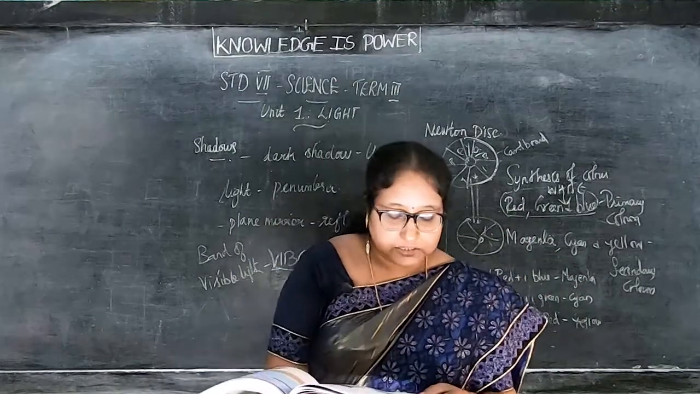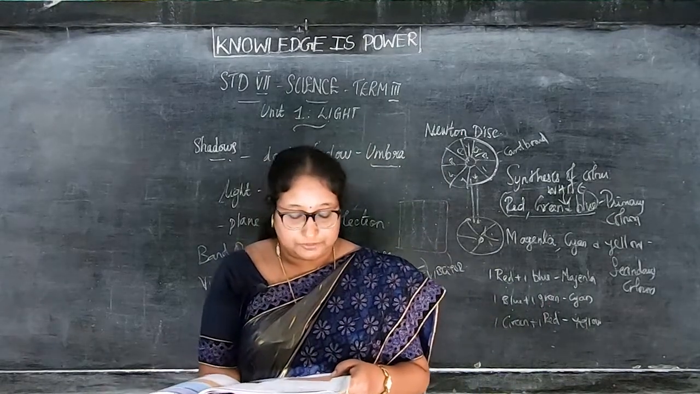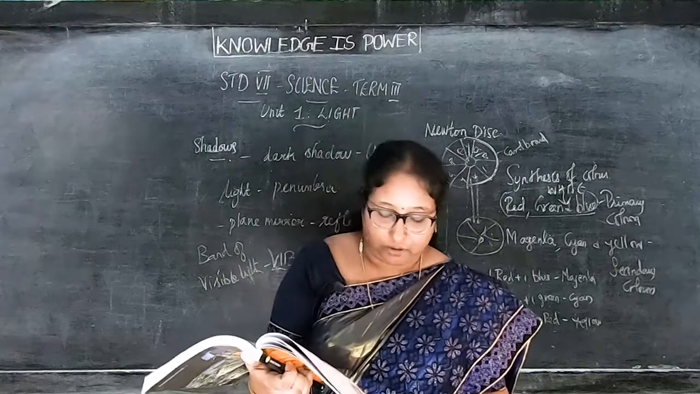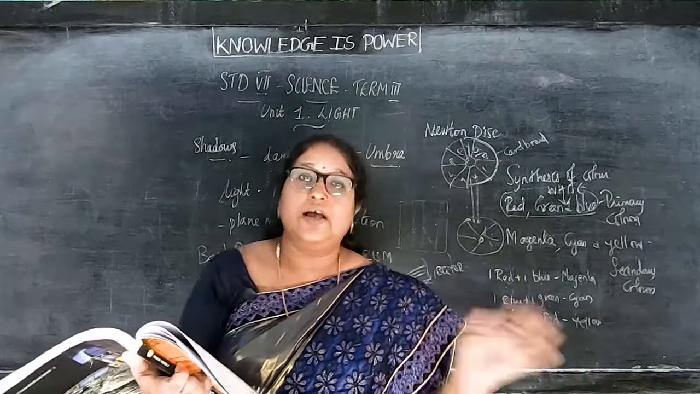So this is due to the lateral inversion, the phenomenon due to which the left side of an object appears to the right side of the object in its image. Do you understand? The left side of the image appears on the right side, and the right side appears on the left side.